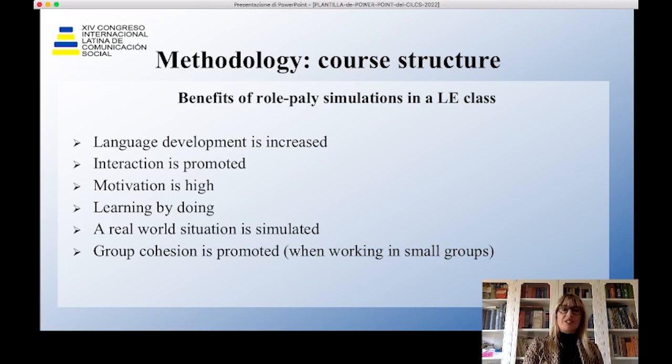This is a very important aspect fostered by the format of role play, especially if we work with small groups. This might be more difficult, more complex if we work in an academic context. So we should create small groups and try to create different role play situations.